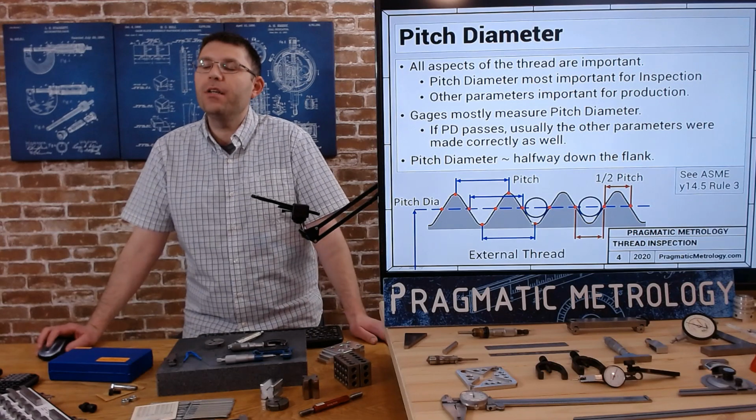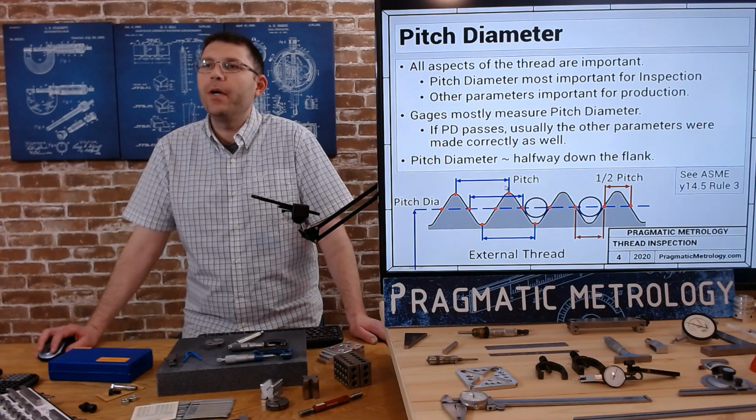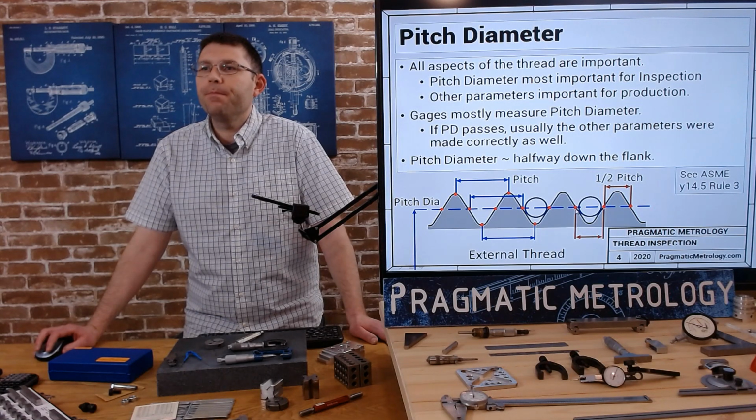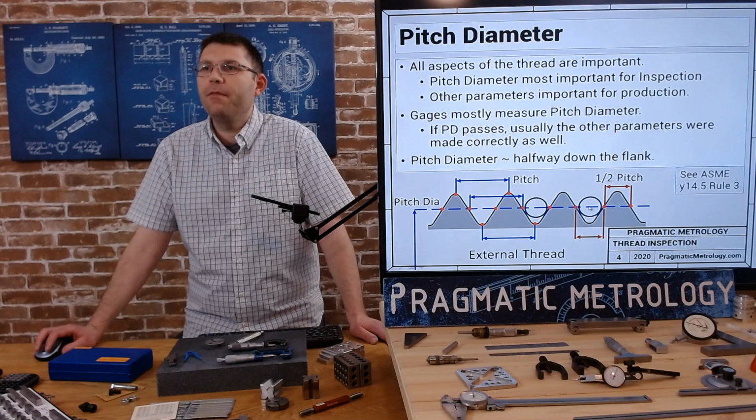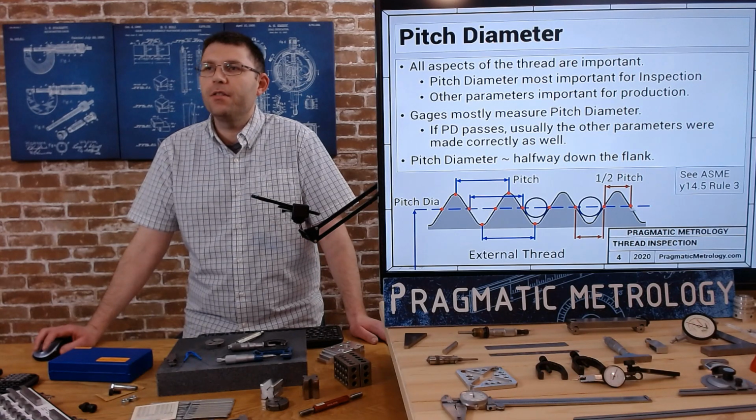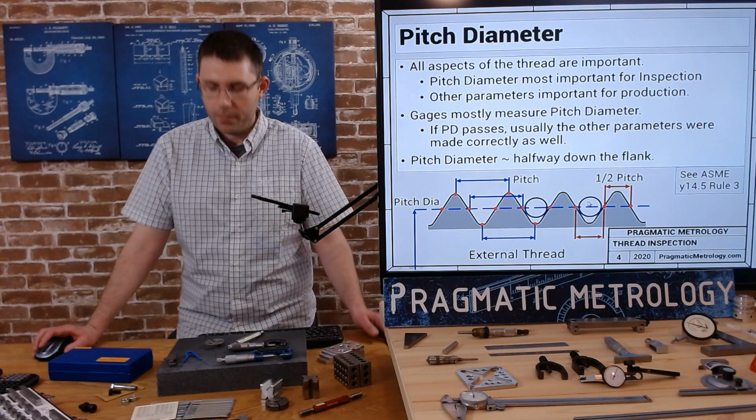And actually, I'll say the pitch is the same, no matter whether you go peak to peak, or valley to valley, or half pitch in the valley, or half pitch on the crest. Either way, the flank distances are the same, about halfway down.